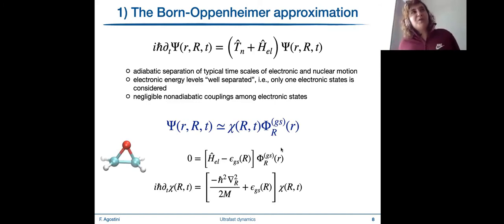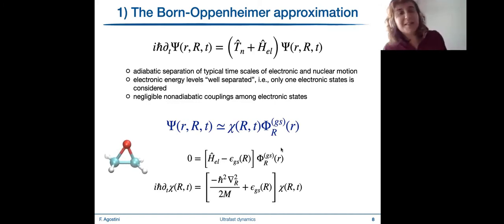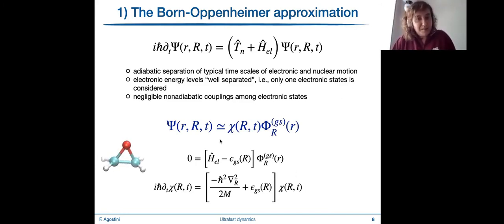And another thing that I want to add here is the following, that sometimes the Born-Oppenheimer approximation is mistaken to be related to the classical approximation for the nuclei, but this is not true, because these three points summarize the Born-Oppenheimer approximation, and with these conditions, I was able to determine a new time-dependent Schrödinger equation, fully quantum mechanical, only for the evolution of the nuclear wave function.